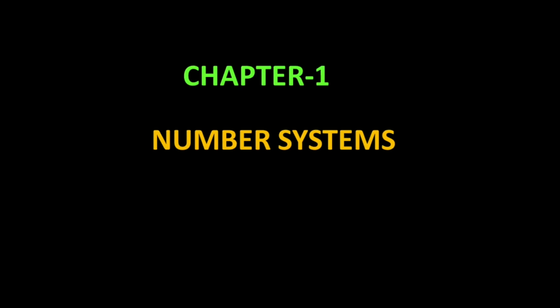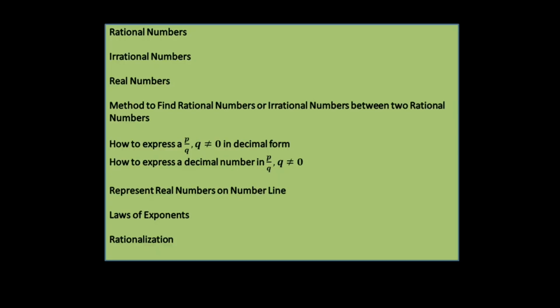Hi friends, today we are going to discuss the very first chapter of Mathematics Grade 9, that is number system. Under this chapter we are going to discuss different kinds of concepts one by one. There are different concepts: rational number, irrational number, what are real numbers, and what are the methods to find rational numbers or irrational numbers between rational numbers. Don't get confused, I'll tell you each and everything one by one.